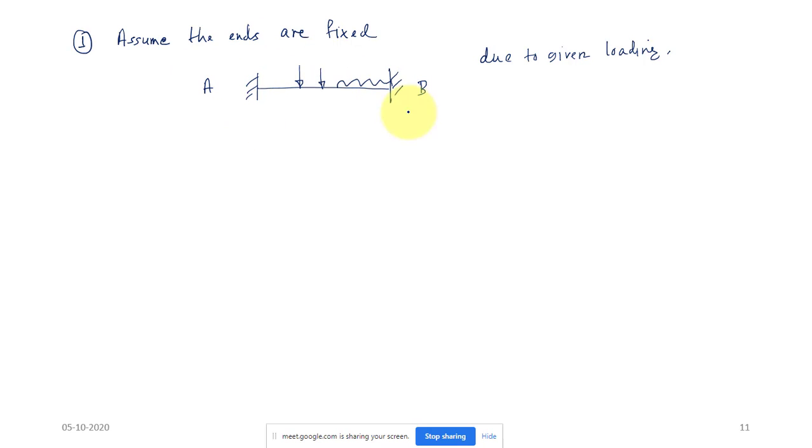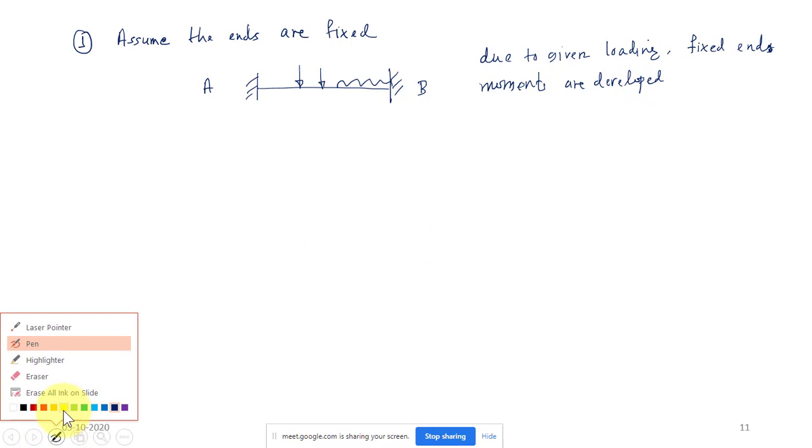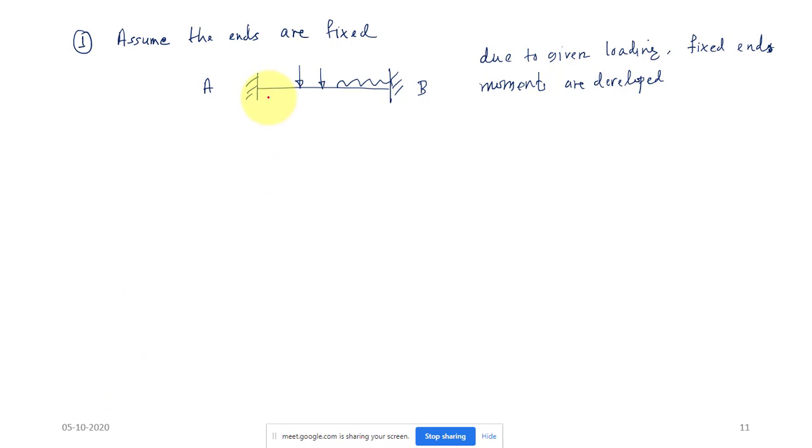Due to given loading, there will be some fixed end moment developed, right? Due to this given loading, there will be some moments at the end. Okay, fixed end moments are developed. There is some moment developed at the fixed end, so we can find out that. So I will be assuming the direction, you don't worry, direction I will be taking always clockwise.